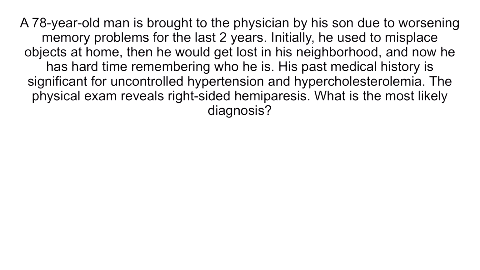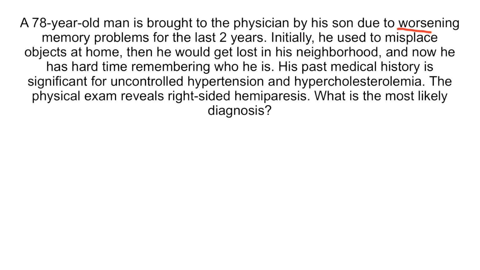A 78-year-old man is brought to the physician by his son due to worsening memory problems for 2 years. Initially, he used to misplace objects at home. Then he would get lost in his neighborhood, and now he has a hard time remembering who he is. Past medical history is significant for uncontrolled hypertension and hypercholesterolemia. The physical exam reveals right-sided hemiparesis. What is the most likely diagnosis?